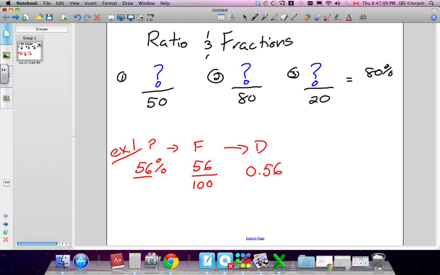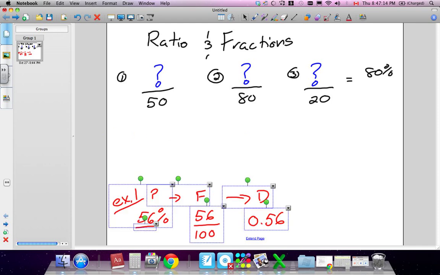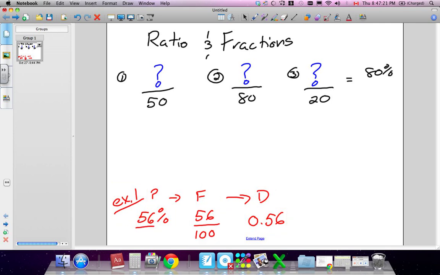Now, this is what we're trying to do. We have this information. How can I turn this into an equivalent fraction? We're going to work with equivalent ratios. I need to turn 80% into an equivalent fraction. How do I turn 80% into a fraction? 80% is 80 divided by 100, so I can change that into 80 over 100. I can get rid of that percent, and now I have an equivalent ratio. So now let's use equivalent ratios to solve for all of these.